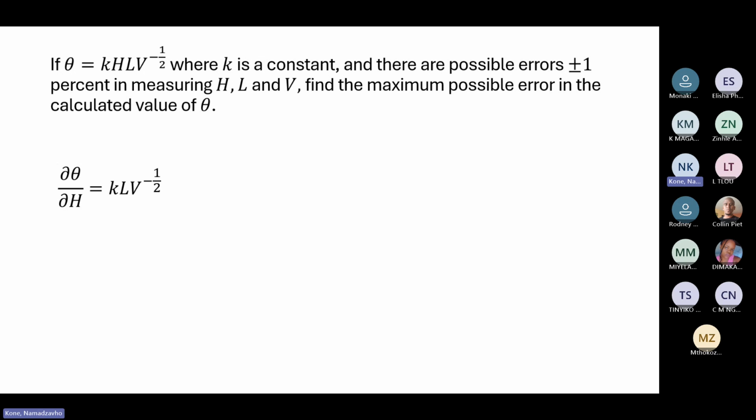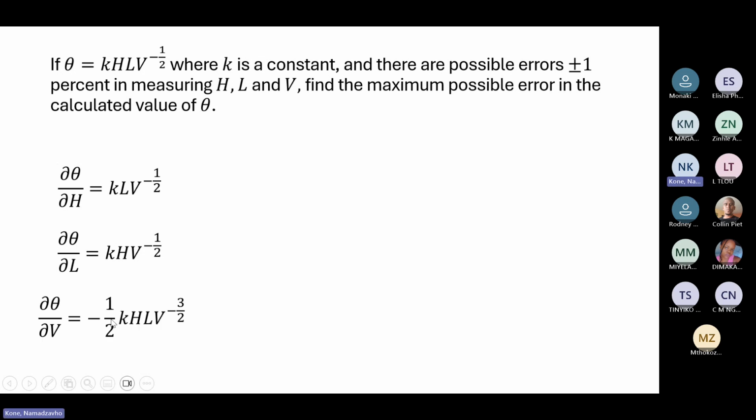Then you do the second derivative with respect to L now. So it is partial derivative of theta with respect to L. And then the L is the one that is disappearing because it is L to the power 1. Multiply by K becomes K. And L to the power 1 minus 1, it will be L to the power 0. So you have got your K, H, V to the power of minus half. The rest of the other variables are considered as constants for this partial derivative.